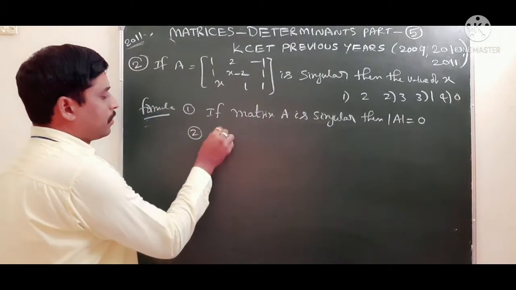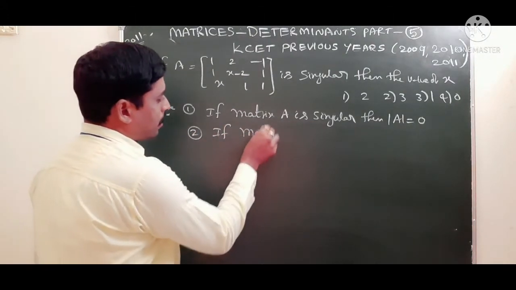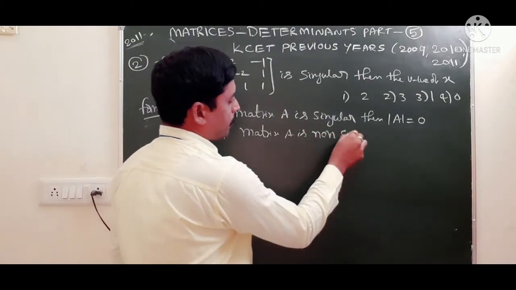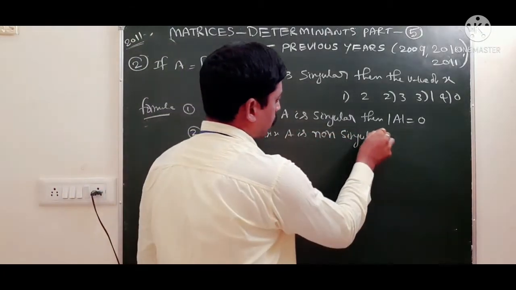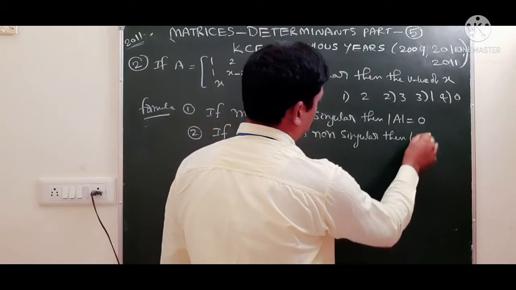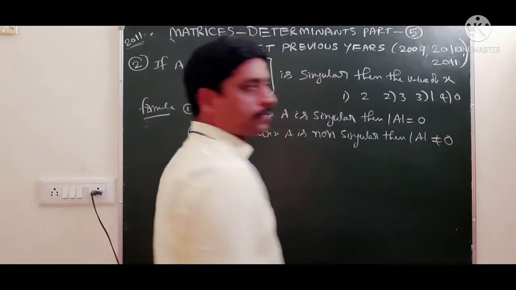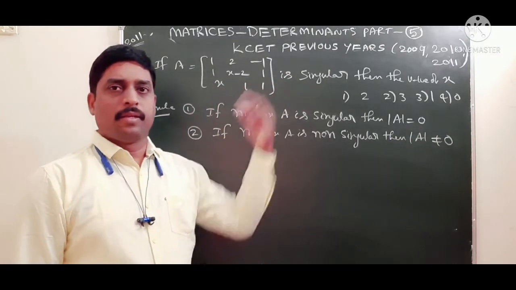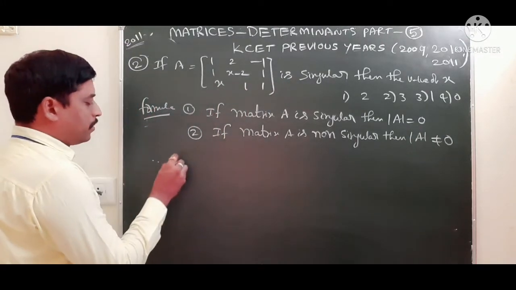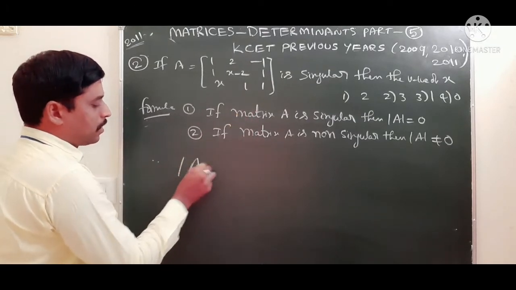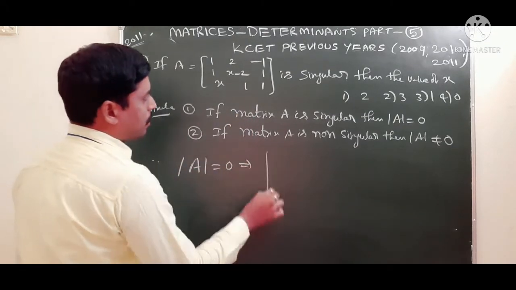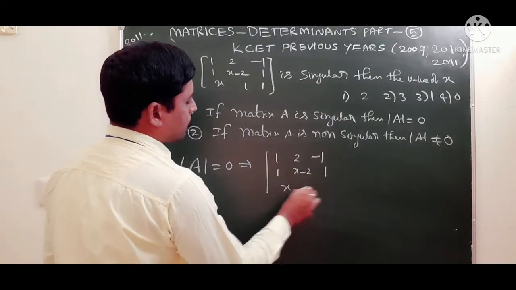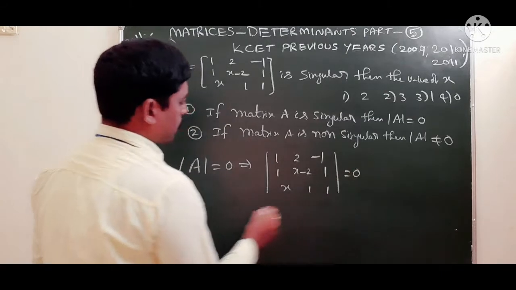And second formula, if matrix A is non-singular, then determinant of A is not equal to 0. Okay, clear? In this statement, the matrix is given as singular. Therefore, by using the first formula, determinant of A is equal to 0. So the determinant of 1, 2, minus 1, 1, x minus 2, 1, x, 1, 1 will be 0.